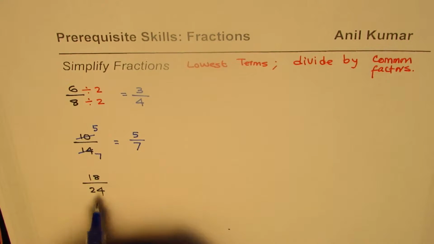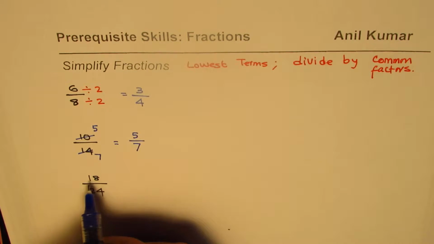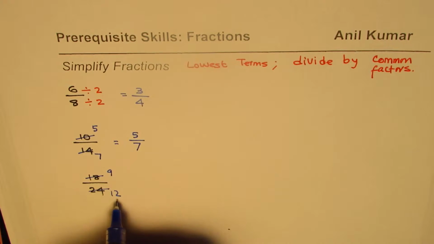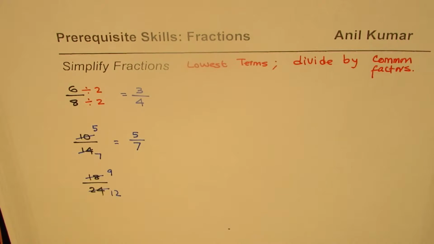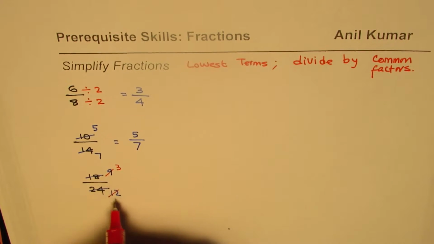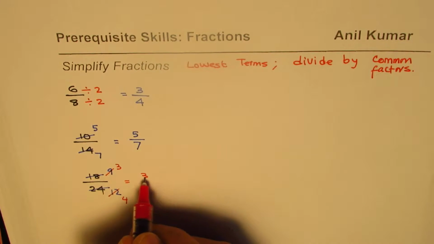So let's do this one now. 18 over 24. I know both are multiples of 6. I could divide them both by 6. But let me try dividing by 2 first. So if I divide by 2, 2 times 9 and 2 times 12. Now you see it could be further divided by 3. So we could at times do it in 2 steps. 3 times 3 is 9 and 3 times 4 is 12. And that gives us the answer as equals to 3 over 4.